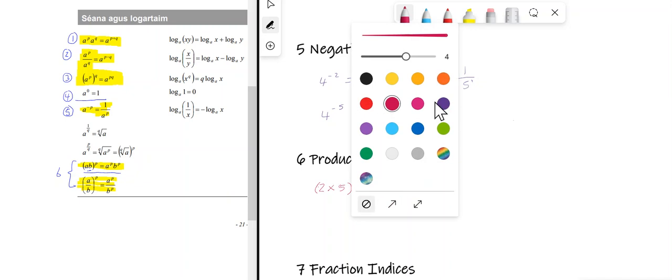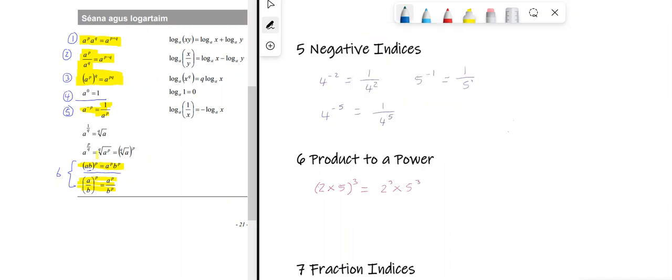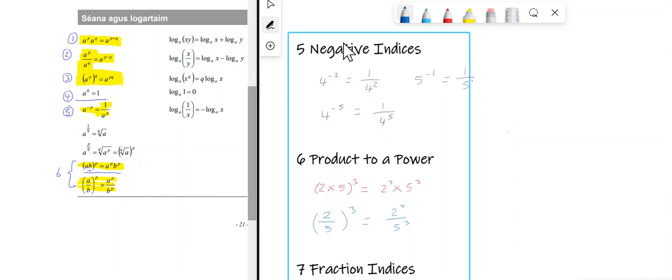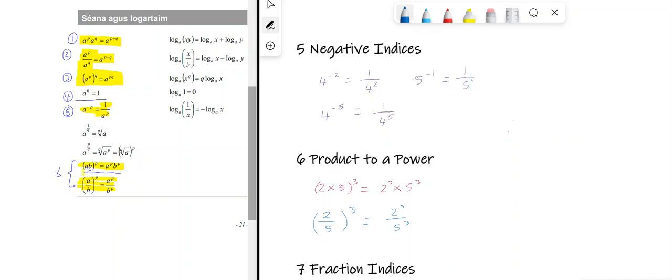Now if we look at this one here, so again, similarly, and if I just do this in a slightly different color as well, just so we can distinguish them from each other. So this one down here, so let's say I have 2 over 5, okay, and then that's all raised to the power of 3. So again, what does that mean? What does this look like? It's going to be equal to 2 to the power of 3 divided by 5 to the power of 3. So it looks like that. And that's what this rule here is telling you. Okay, so that's the product to a power, or quotient to a power rule. And that's these two guys here.